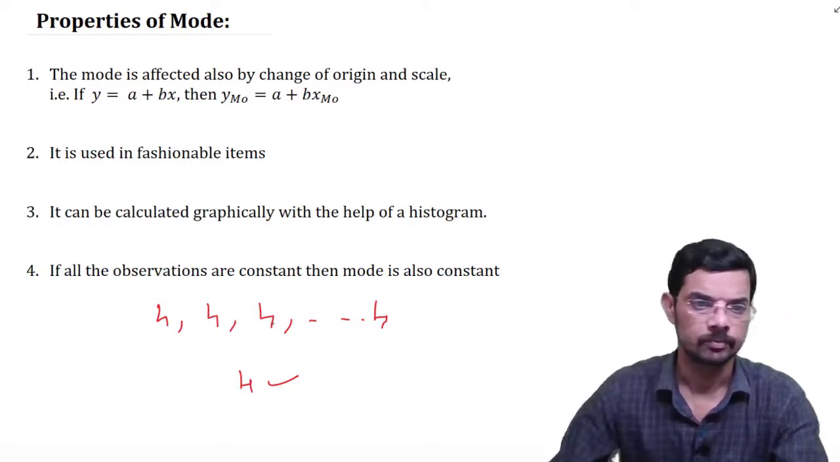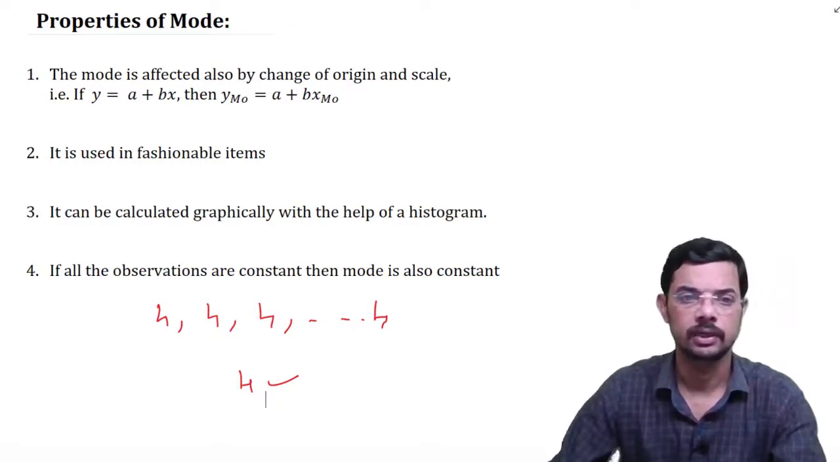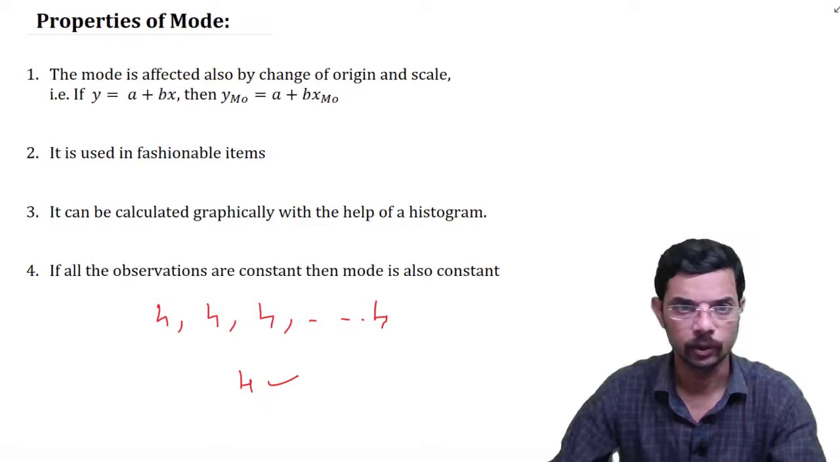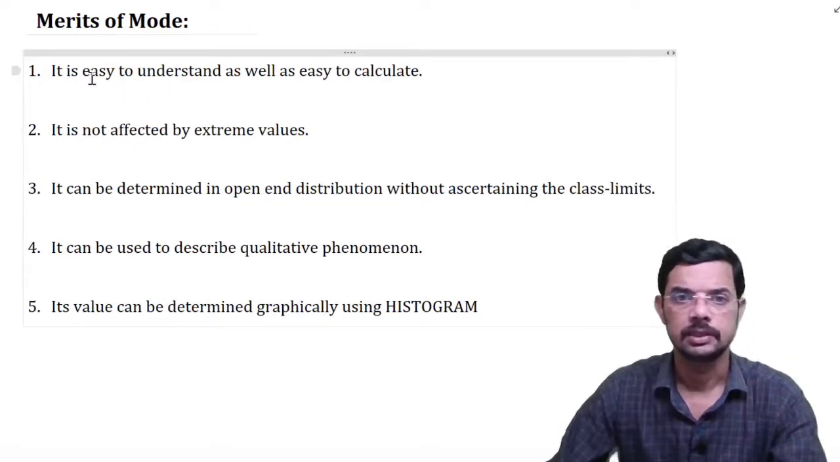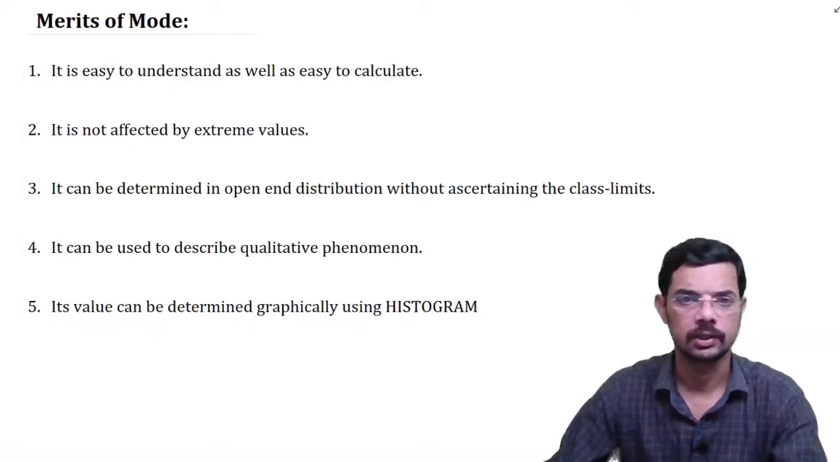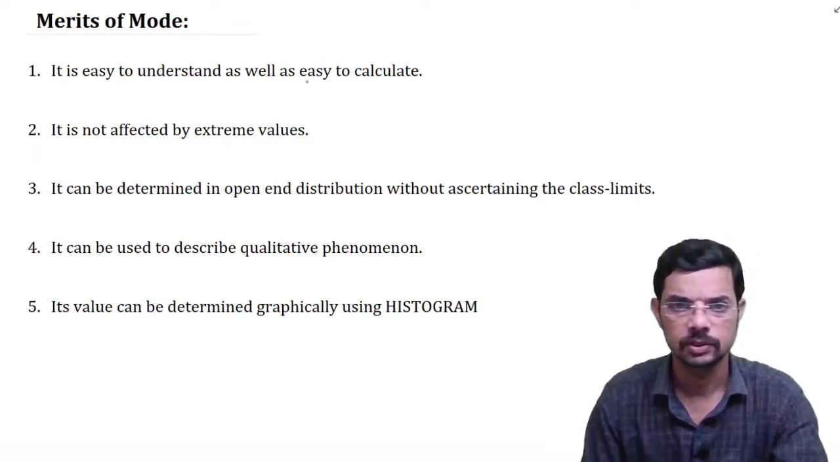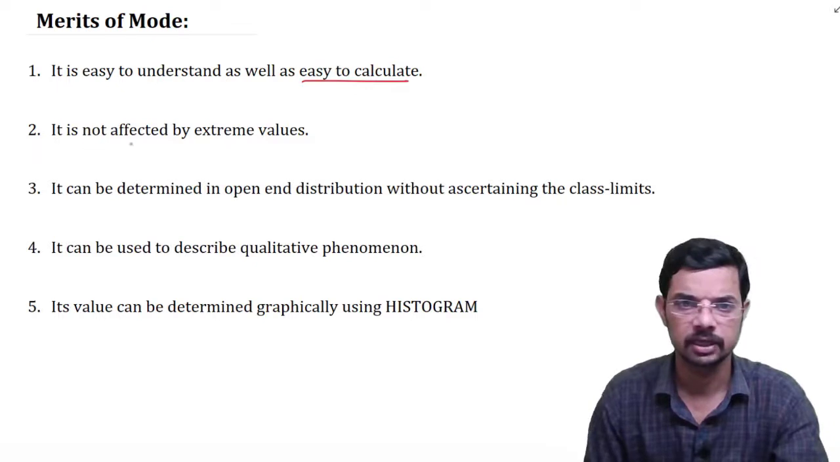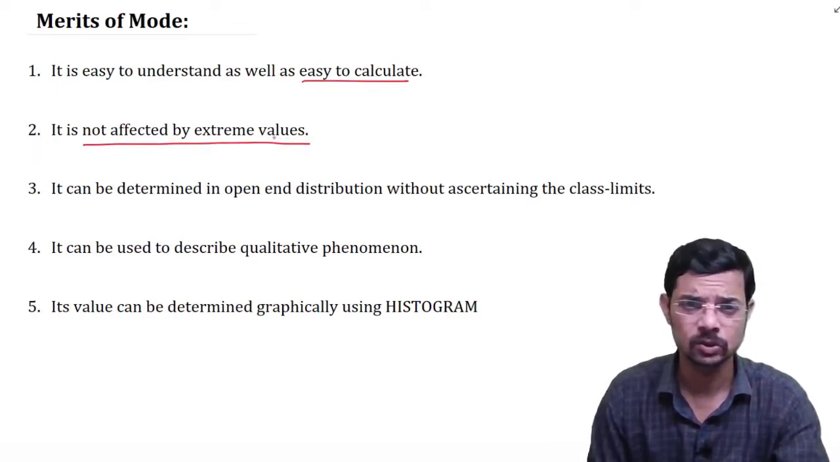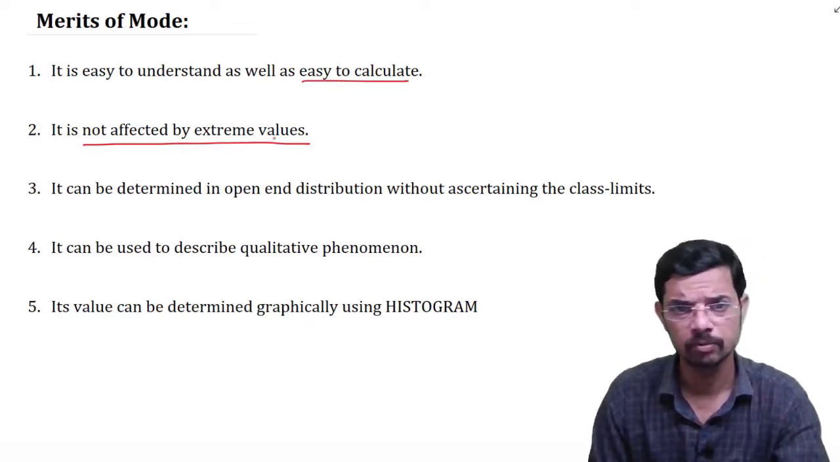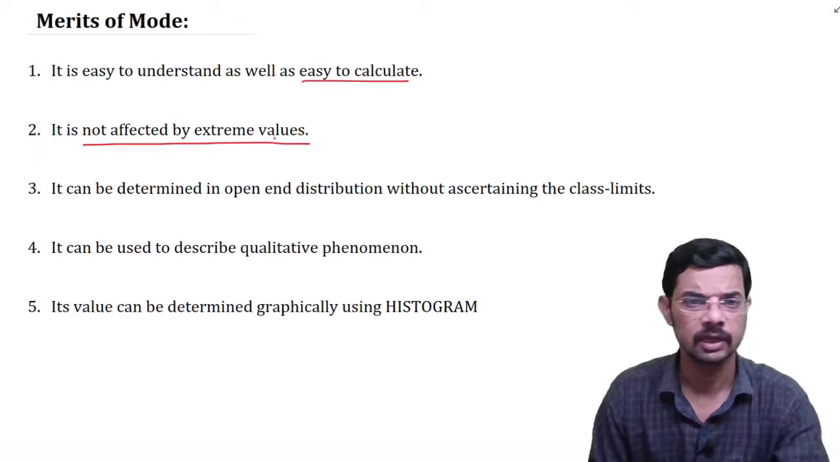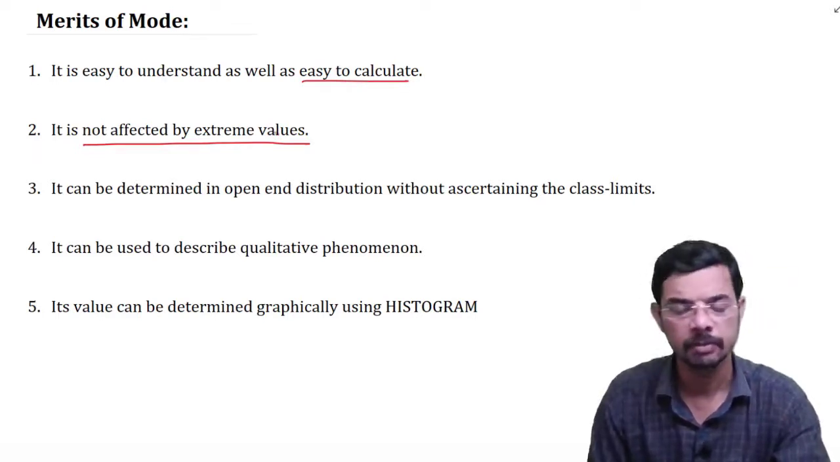That's it. Now let us discuss some importance or merits of mode. It is very easy to calculate, right? We can just observe which value is repeating more number of times. So it is easy to calculate, and not affected by extreme values. We just need to see which one occurs the most number of times, not the value. If the smallest value is repeated more number of times, it becomes the mode. If the highest value is repeated maximum number of times, then it becomes the mode.